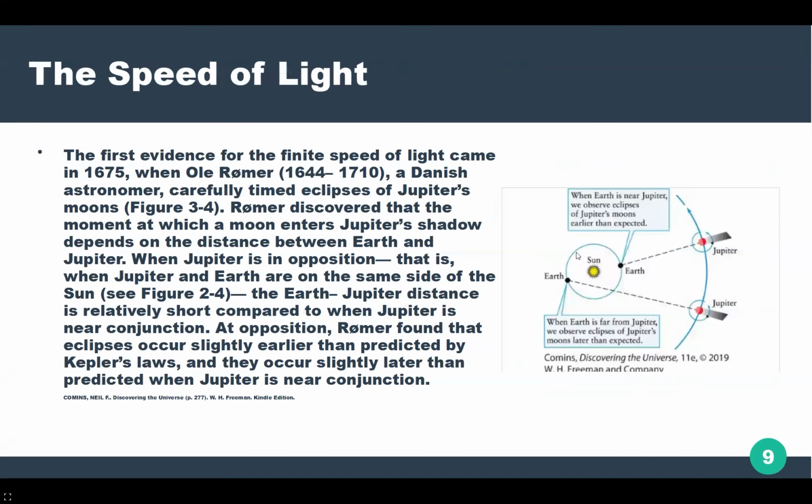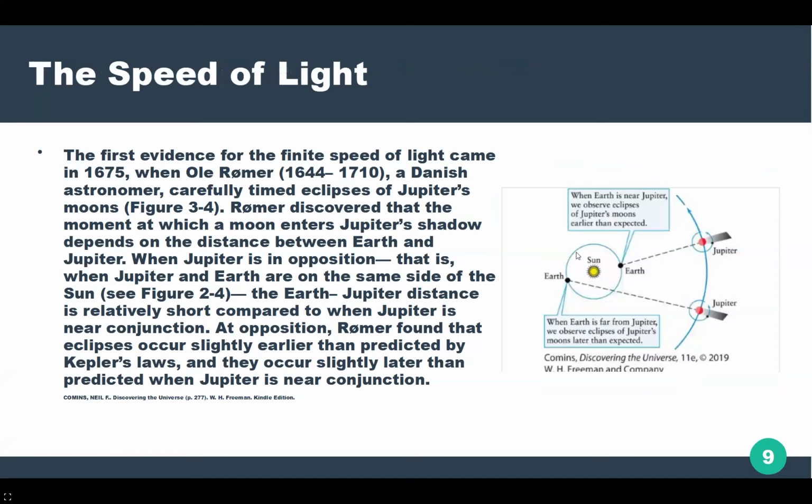Light in a vacuum travels at a constant speed c, which is 3 times 10 to the 8th meters per second. The first evidence for the finite speed of light came in 1675 when Ole Romer, a Danish astronomer, carefully timed eclipses of Jupiter's moons. Romer discovered that the moment at which a moon enters Jupiter's shadow depends on the distance between Earth and Jupiter. When Jupiter is in opposition, that is, when Jupiter and Earth are on the same side of the Sun, the Earth-Jupiter distance is relatively short compared to when Jupiter is near conjunction.